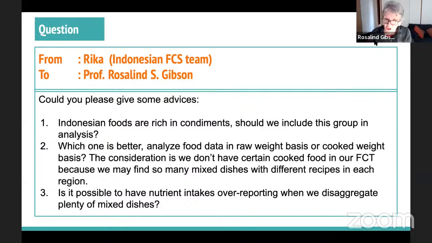So I have actually shown you an example of what's considered by FAO to be the best method for calculating a mixed dish from raw ingredients. There are 3 or 4 slides given to you at the end of the PowerPoint that may help you in that process.